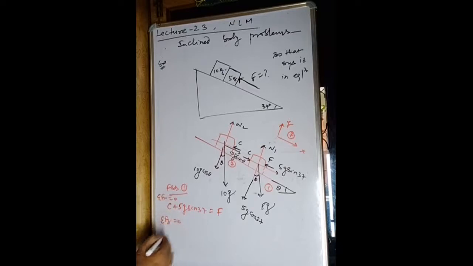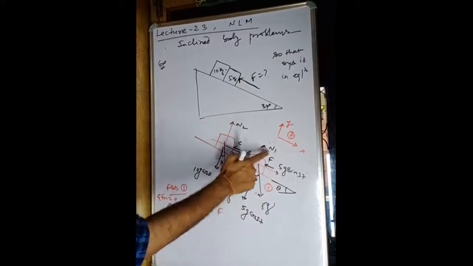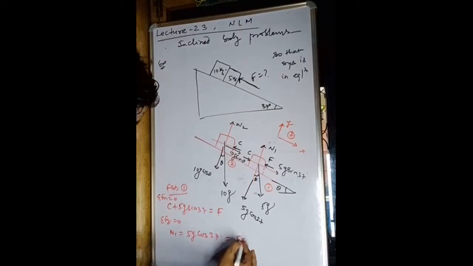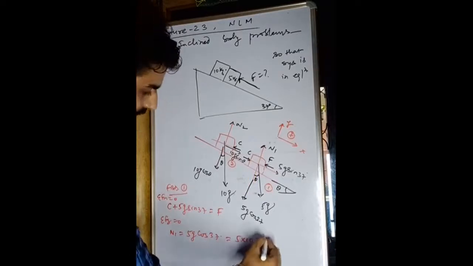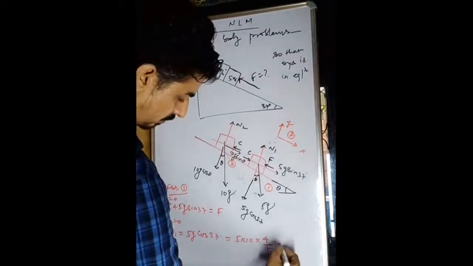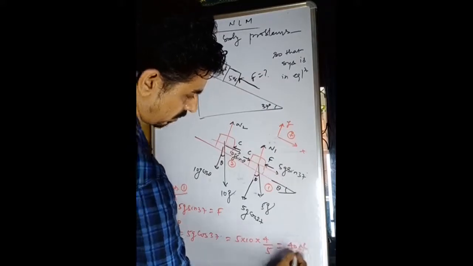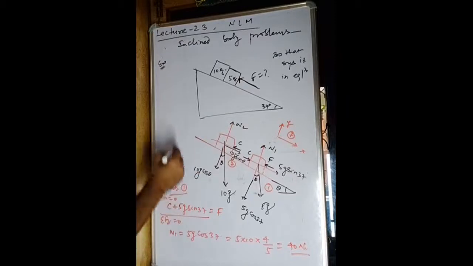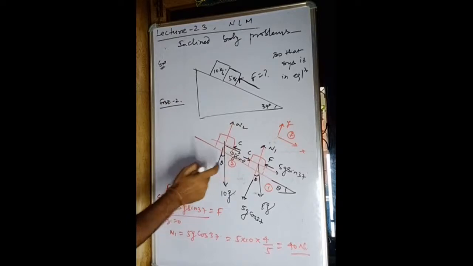Now along the y-axis, sigma Fy equals 0, and along the y-axis you can write N1 equals 5z cos 37. Here the 5z cos 37, 4 by 5. You can solve. It is 2840 Newton. Alright, and this way you can solve the value of this one also. But here C is unknown, so solve for the second free body diagram.